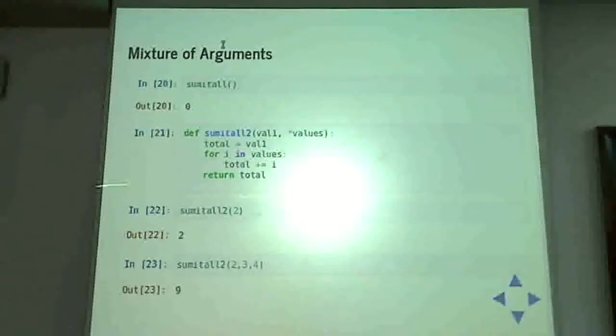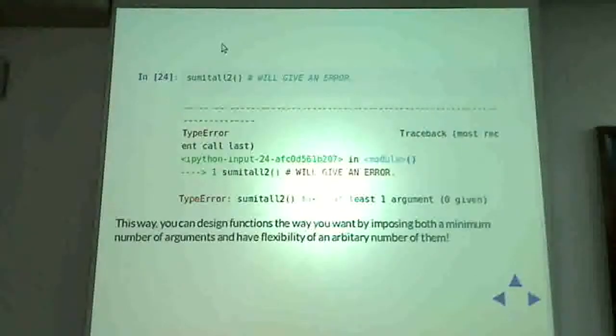So if I say submitAll2 of 2, 2, 3, 4, it gives 9. It works exactly as before, except that if I try this with no arguments, it will give an error saying I need at least one value. That is what is being shown here. This is not allowed because by syntax, you need one input value.